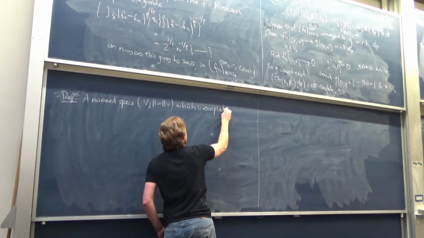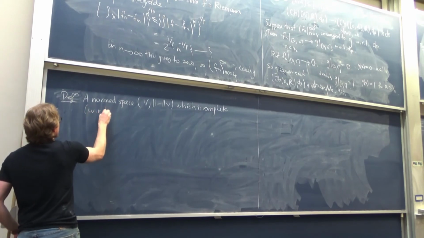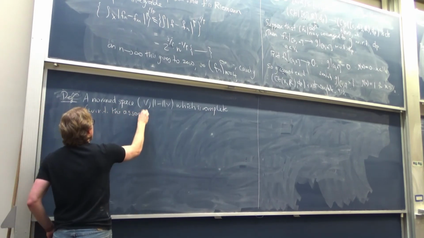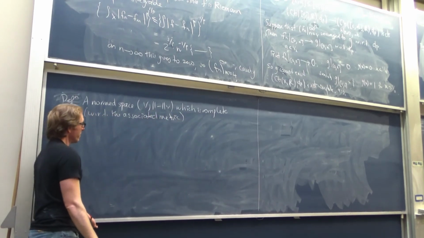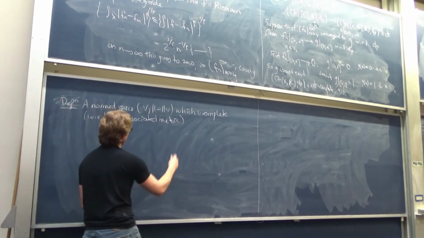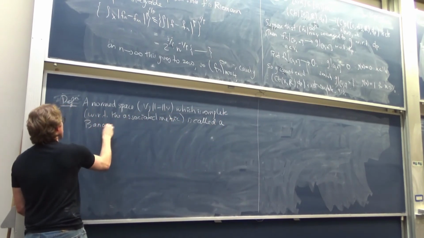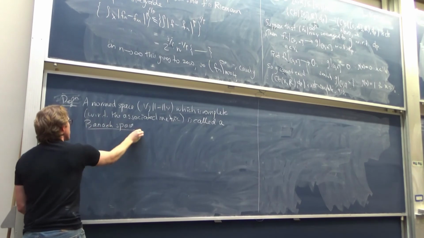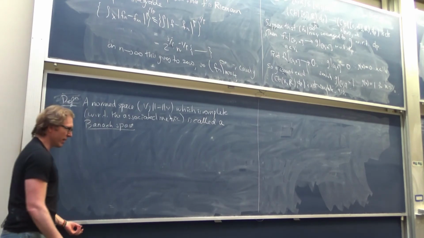Okay, so if I take a normed space, and then I look at the associated metric, I can ask whether the resulting metric space is complete. If it is, I call the original normed space a Banach space. So Banach space just means complete normed space. So these are the basic objects of infinite dimensional analysis.